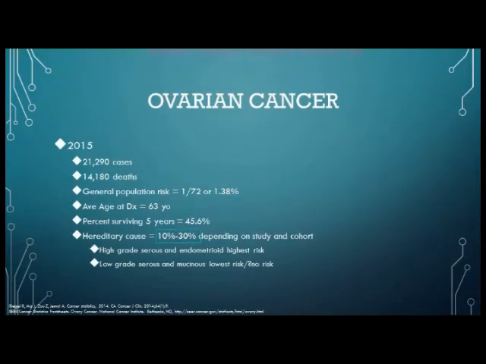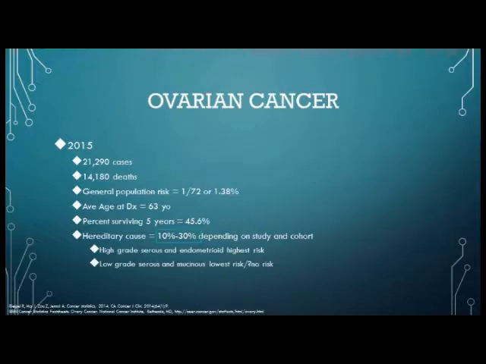So here are general facts to give some baseline risk on these cancers as we go forward, so you can compare. In ovarian cancer, there's about 21,000 cases a year and 14,000 deaths, so pretty close numbers there. Your general population risk is about 1.3%, and we'll come back to that number a lot as I talk about risk with the other mutations. Average age of diagnosis is 63. Overall, with all stages, surviving 5 years is 45%. Ovarian cancer tends to be diagnosed at later stages.